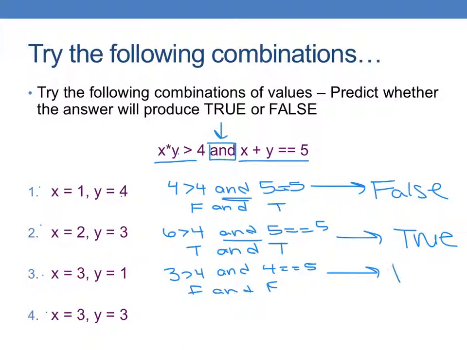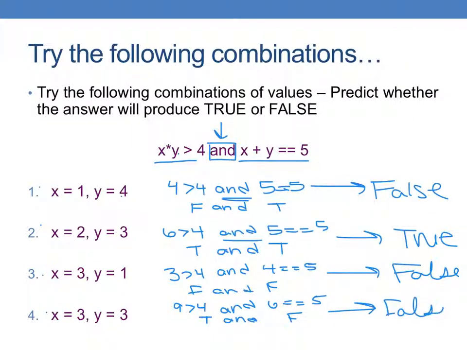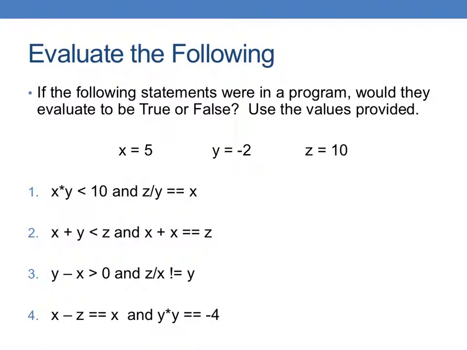Because it's false and false, they both evaluate to be false. And then this last one, we end up with 9 is greater than 4, and 6 is equal to 5. So we have a true statement and a false statement, and because one of them is false, the and, the conjunction, evaluates to be false.